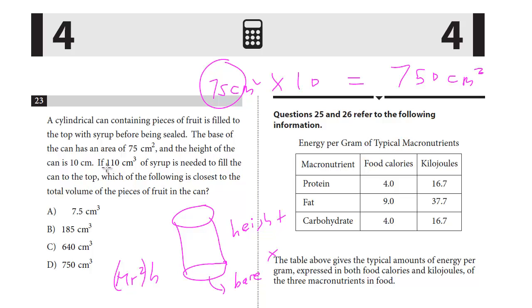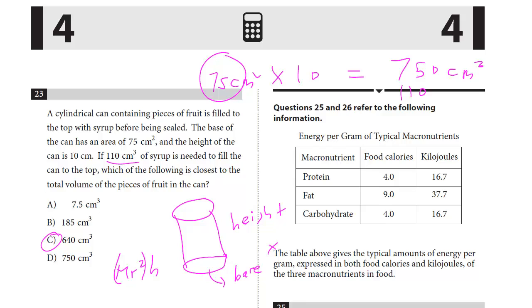And so we know 750 is the total, 110 is needed, we just subtract those two. We just subtract 110, and that is the answer, 640. So I think knowing these formulas will really make these questions a little bit easier. Let's take a look at question 24.